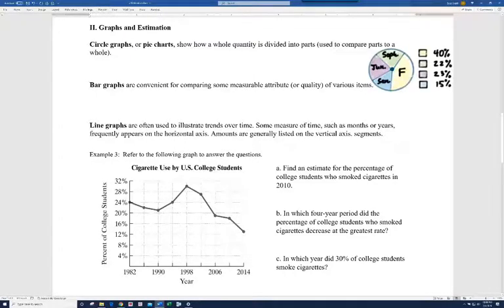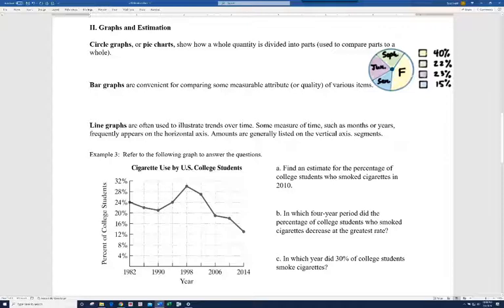So here is a graph, or I should say a circle graph or a pie chart where we have freshmen, sophomores, juniors, and seniors, and you can see what percentage of the class each one of these is. And so that would be a good example of a circle graph or pie chart.